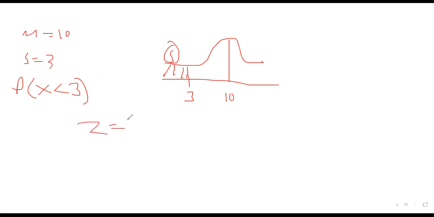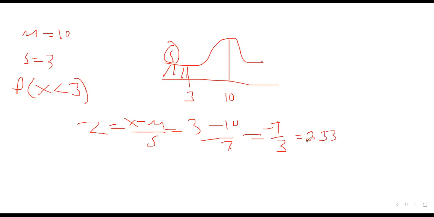So how do we standardize? X minus mu over standard deviation. So our mean is 10. Our x is 3, so 3 minus 10 over the standard deviation 3. So it's minus 7 over 3. What is 7 divided by 3? 2.33. If it was 2.666, we'd round off to the nearest, which is 2.67. So negative. The negative just shows you that we're on the left side of 0. So negative 2.33. Let's read 2.33 from the table.